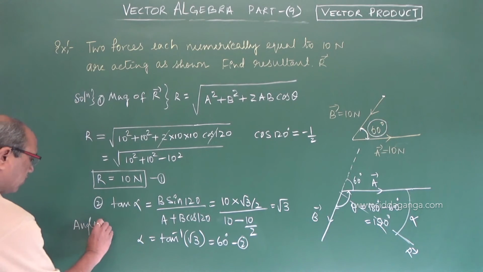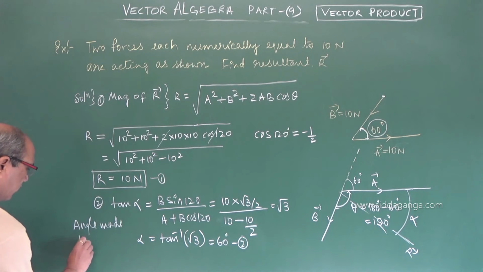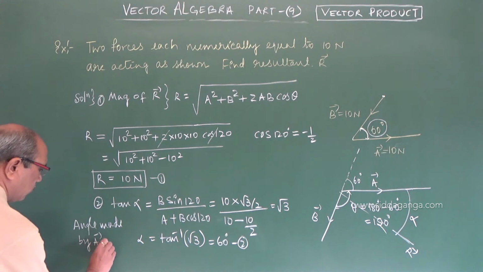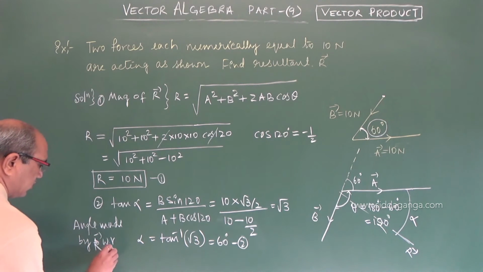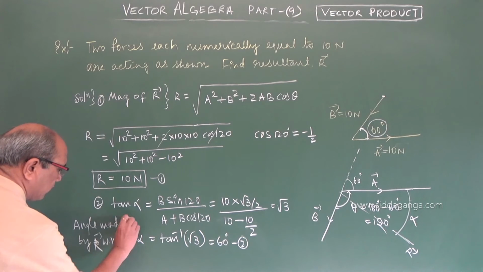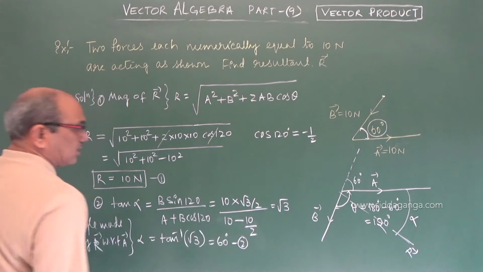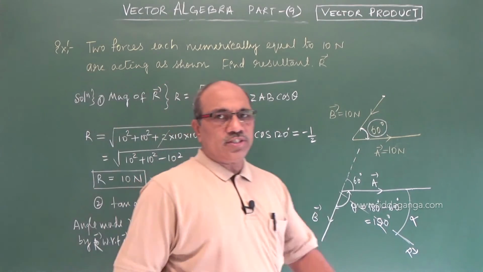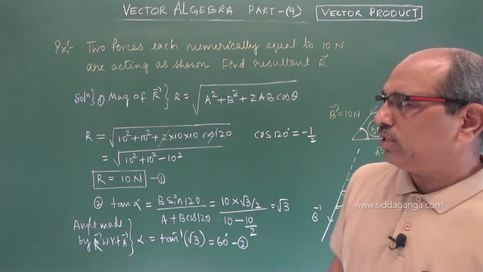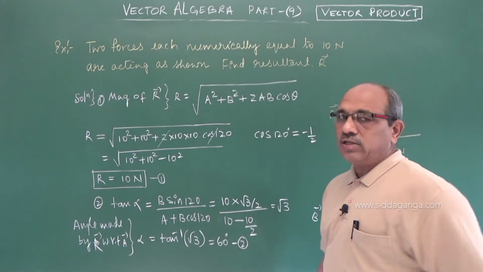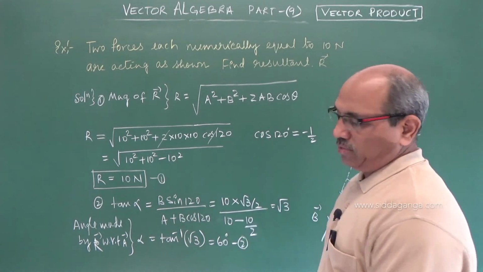This is the angle made by R with respect to A. This is another answer, alpha. So this job is actually going through the algebra, your vector algebra.